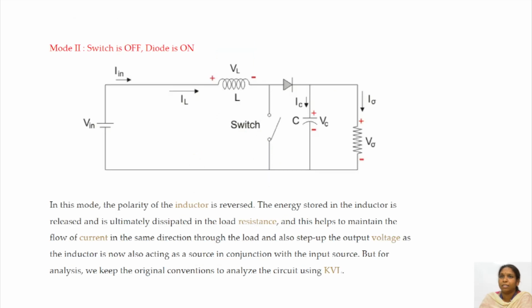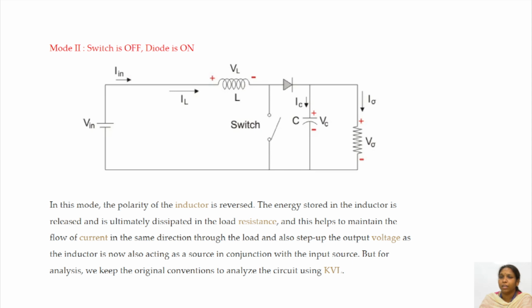So, now we are analyzing the mode 2 when the switch is in off state. When the switch is in off state, diode will be forward biased. So, in this mode, the polarity of the inductor is reversed. The energy stored in the inductor is released and is ultimately dissipated in the load resistance, and this helps to maintain the flow of current in the same direction through the load, and also step up the output voltage as the inductor is now acting as a source in conjunction with the input source.